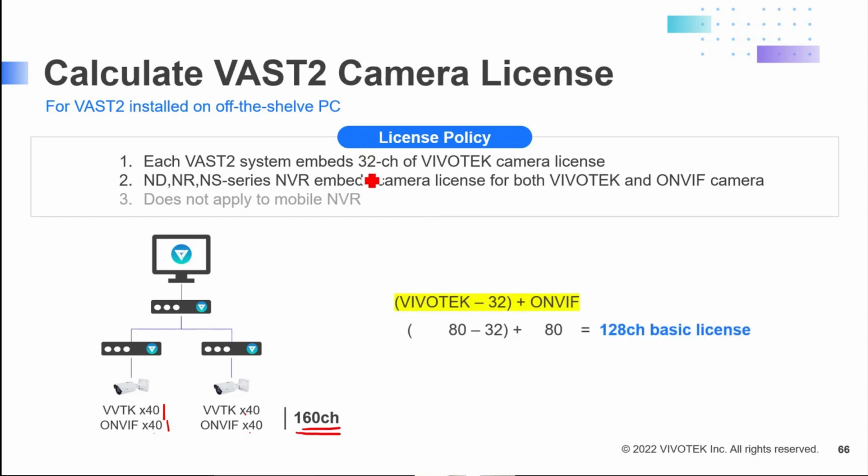You get 32 channels of embedded Vivotech camera license. So you will add these 2 together, that's 80, minus the 32 that's included, plus the rest of the ONVIF cameras. So for 160 channels, you would only have to pay for 128 channels of basic license.